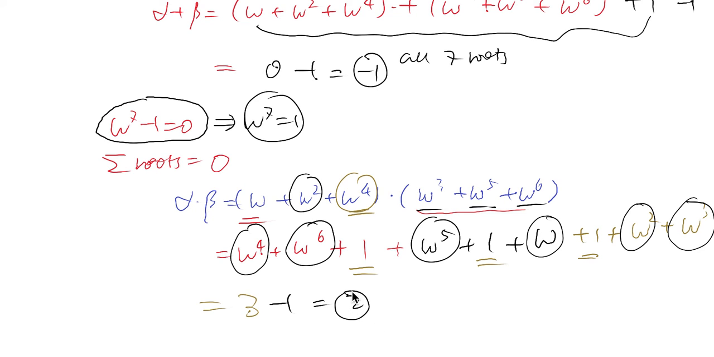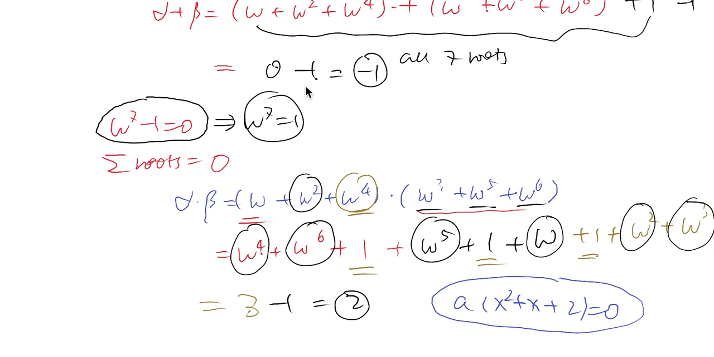So the constant equals 2, and then the sum of the two roots equals minus 1. So the roots will give us a quadratic equation: a x squared plus x plus 2 equals 0. So this is the final answer. And then there are restrictions on a. A can't be 0, otherwise you won't have a quadratic equation anymore. And a can be any real number.